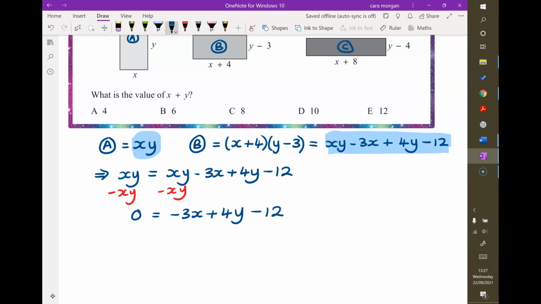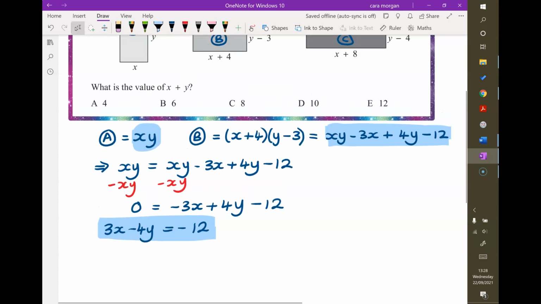I think I might rearrange it so I can see that 3x subtract 4y is equal to negative 12. And then I have a simultaneous equation. I'm going to highlight that in blue. I'm linking the areas A and B together. Now, I could have linked area A and C together, so I think I might just do that.